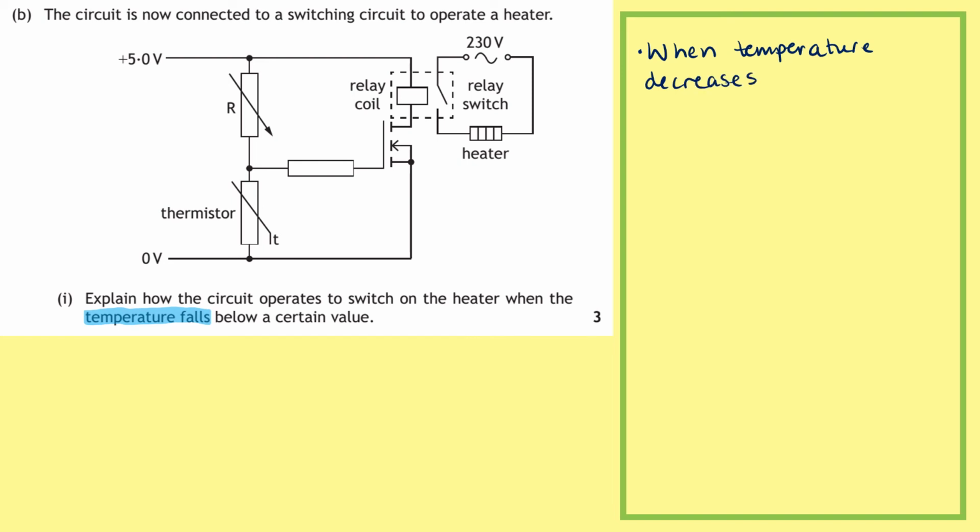we need to mention resistance. So when the temperature decreases, the resistance of the thermistor increases. We know that if there's an increase in resistance, there's going to have to be an increase in voltage. So again, being really precise, we want to say there's going to be an increase in voltage over the thermistor. You have to mention the thermistor.